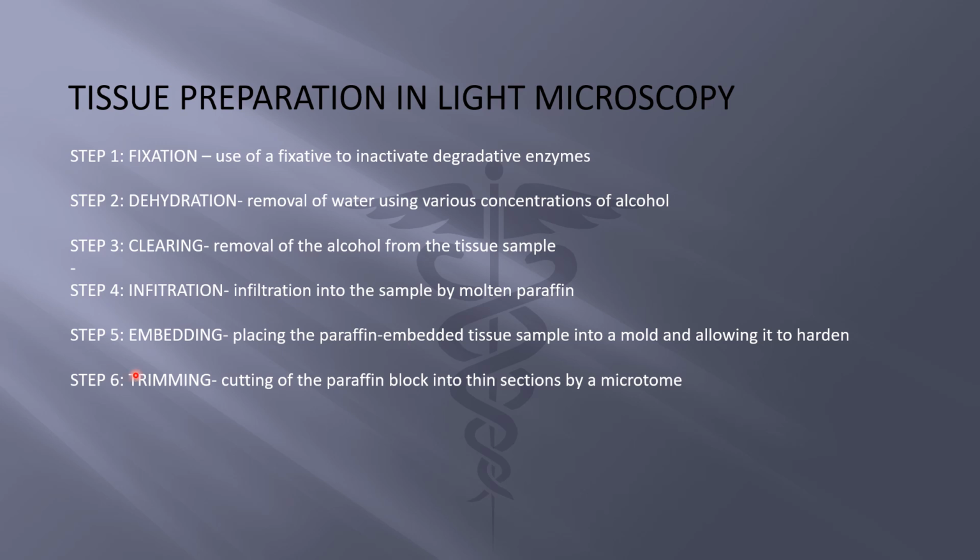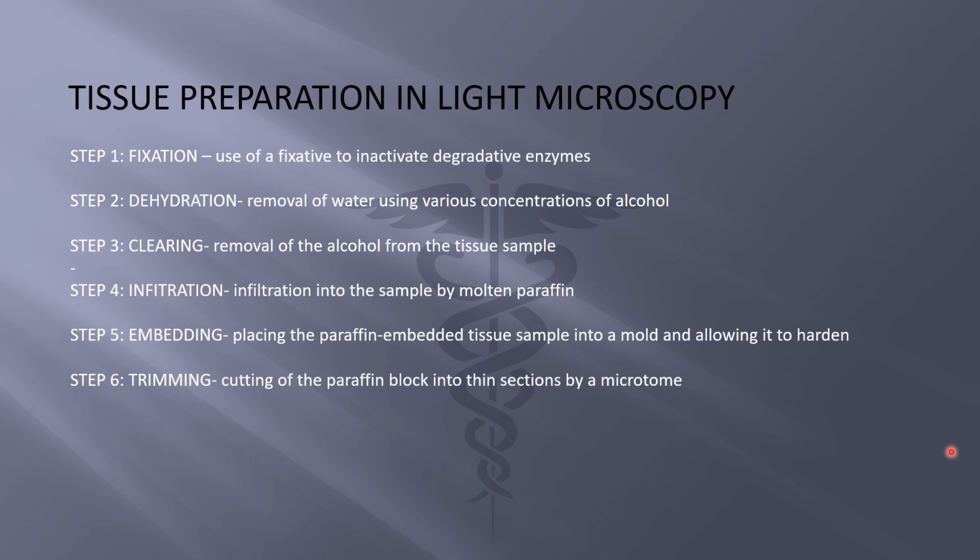And then the sixth and final step is trimming, which is the sectioning of the paraffin block by a microtome, which sections it into very thin slices to allow light to pass through the specimen so that we may actually view the specimen under a light microscope. So those are the steps that are taken in tissue preparation for study. Pause and review if necessary.